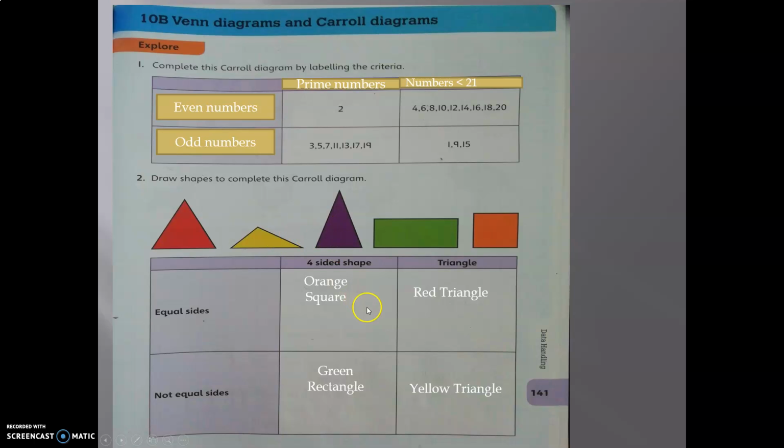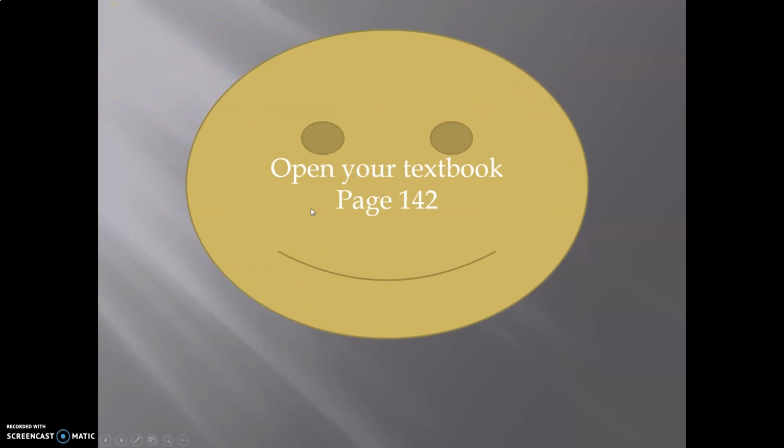The purple triangle, yes, it is isosceles. 2 sides are equal. So it is not equal sides. The 3 sides are not equal, but only 2 sides are equal: isosceles. So I put it in the area of the triangle, but in the not equal sides. Now please, can you move to the next page? Page 142 in your textbook.